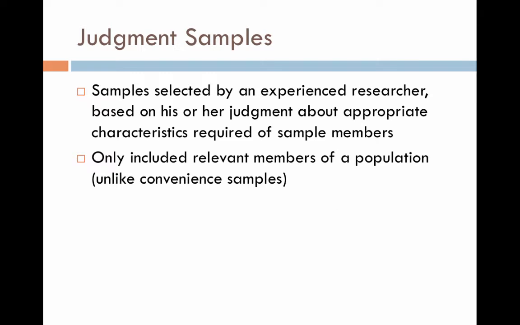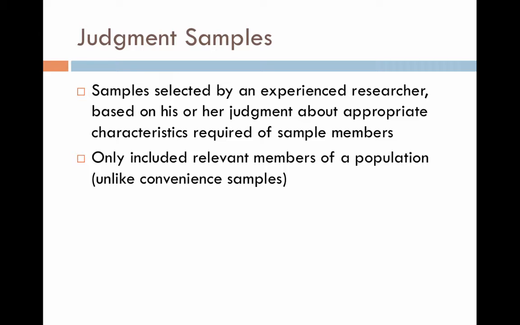Another type of sampling is a judgment sample. Samples are selected by an experienced researcher based on his or her judgment about appropriate characteristics required of sample members. And so this is after you get some experience and you begin to think about what types of person you want. And if you think about target audiences, you begin to get a sense of how this might work, right? You might want to have a few soccer moms included, as well as a few full-time working moms, as well as a few single moms, and so on and so forth.